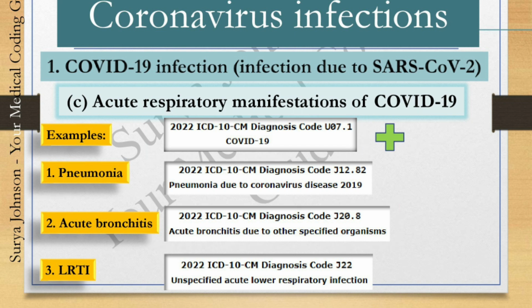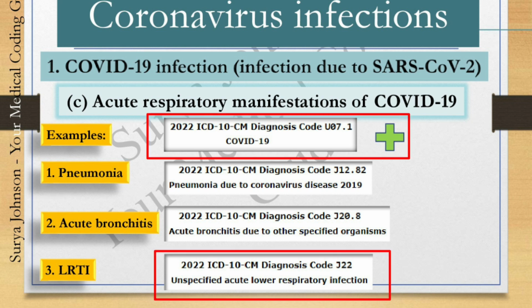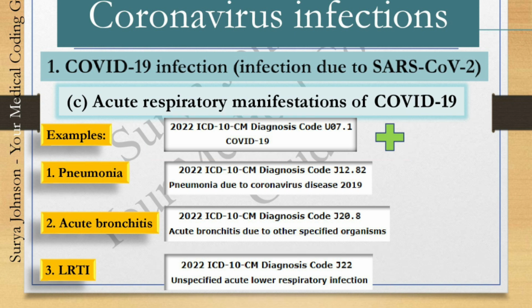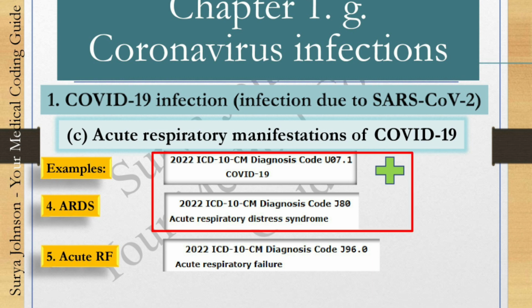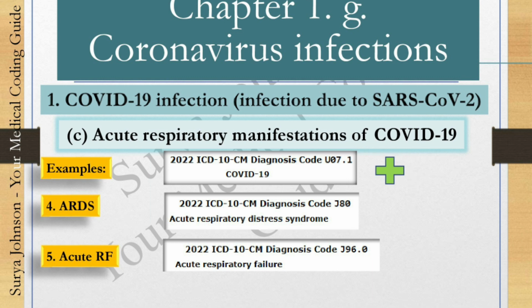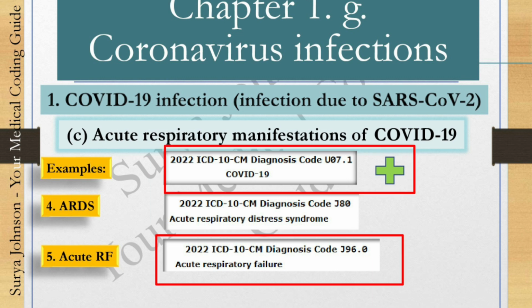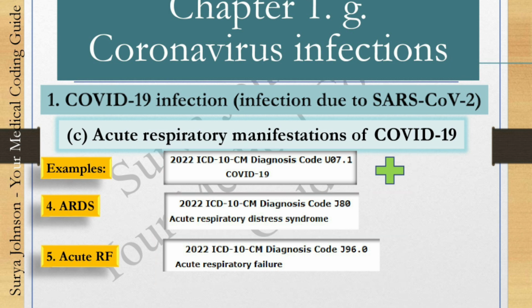The third one will be lower respiratory tract infection because of COVID-19. You will be coding U07.1, then J22, unspecified acute lower respiratory infection. Another example here, when there is an acute respiratory distress syndrome because of the COVID-19, we will be coding U07.1 followed by J80. The same thing applies to acute respiratory failure as well. You will be coding U07.1 followed by J96.0. So this is how you will be coding acute respiratory manifestation because of COVID-19.